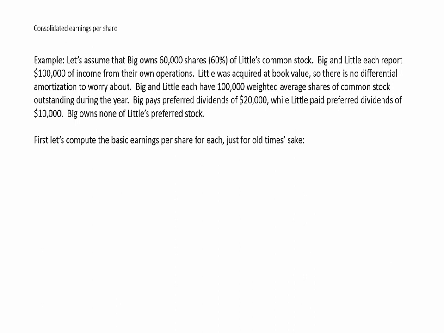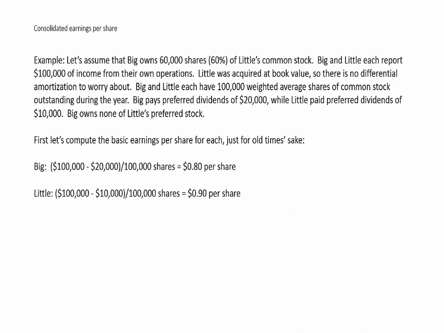First, just for old time's sake, let's compute basic earnings per share for each company individually. For Big Company, they've got $100,000 of income, less $20,000 of preferred dividends, over 100,000 shares, or 80 cents per share. Little has income of $100,000, less $10,000 of preferred dividends, over 100,000 shares, or 90 cents per share.